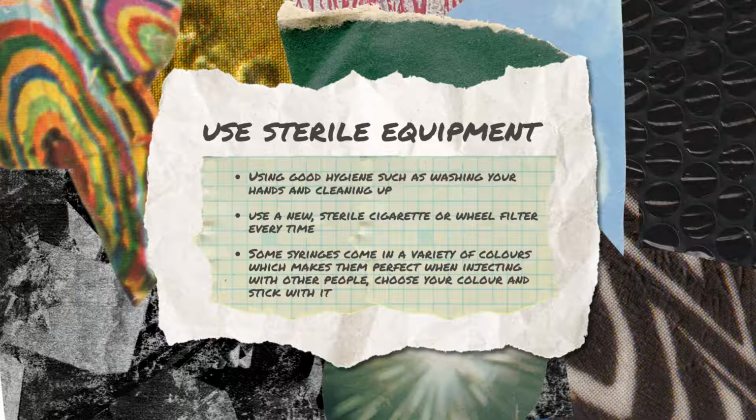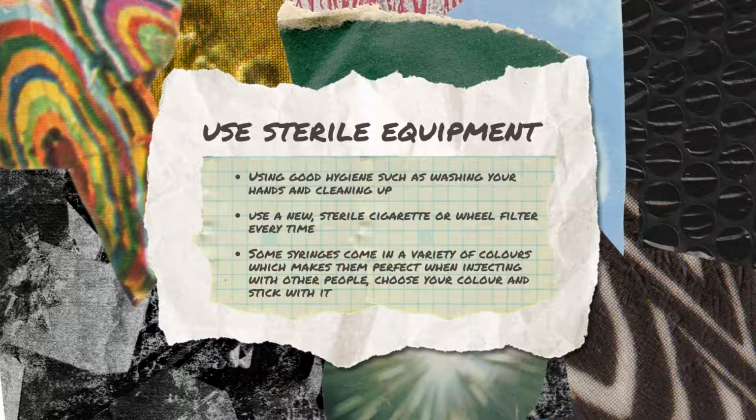Your local NSP can supply sterile water at a small cost, and you can always ask for extra swabs for cleaning. Always use a new sterile cigarette or wheel filter in every new mix. Some syringes come in a variety of colours, which makes them perfect when injecting with other people. Choose your colour and stick with it, and ensure your partner or friends have a different colour. This stops people accidentally picking up someone else's syringe. Always dispose of equipment in a puncture-proof container and return these to your local NSP for safe disposal.